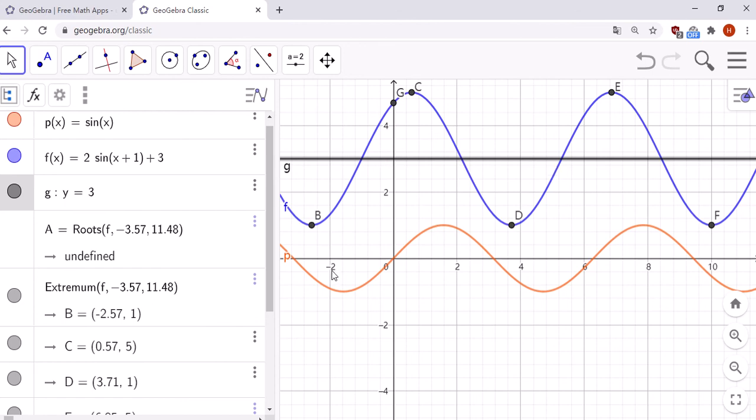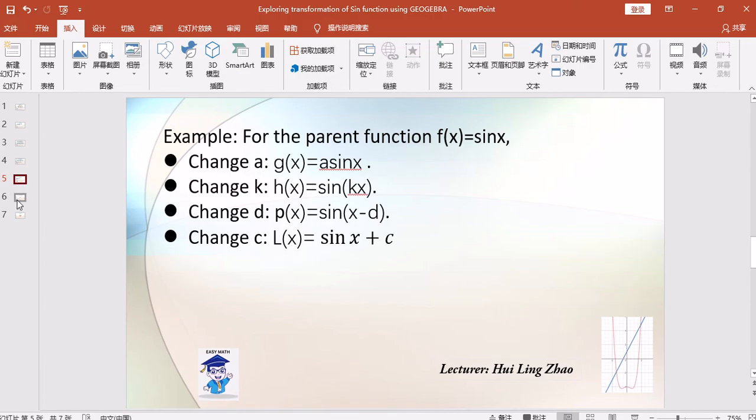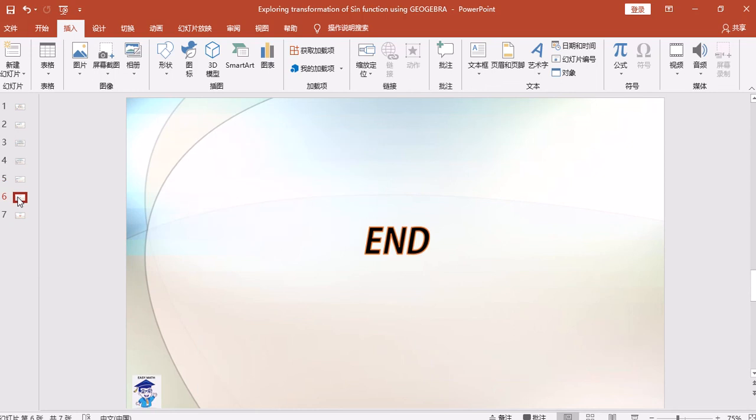All above we're talking about the transformation for sine functions. So we finish this topic.